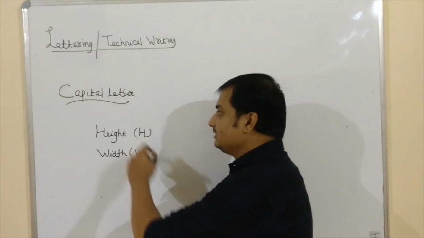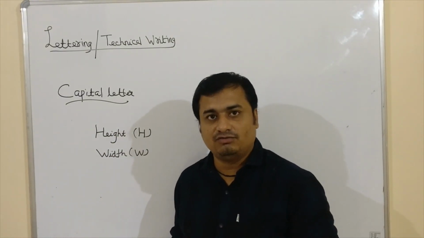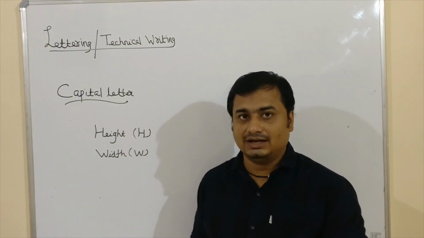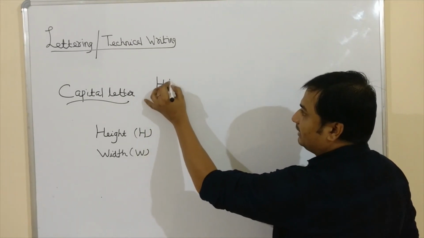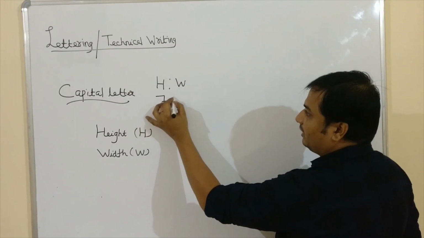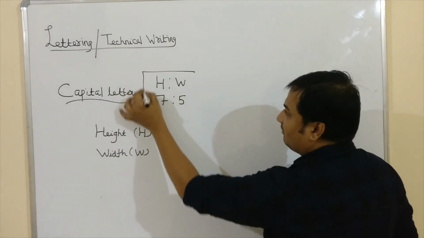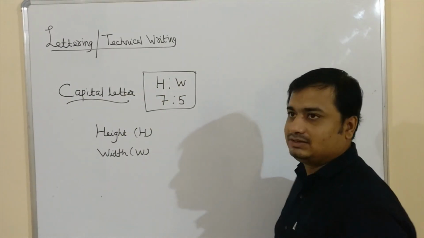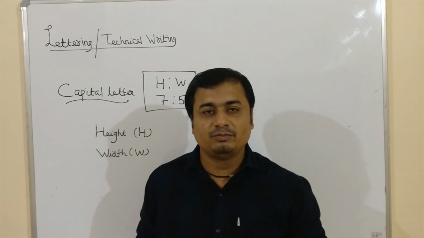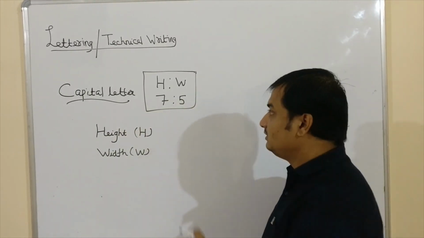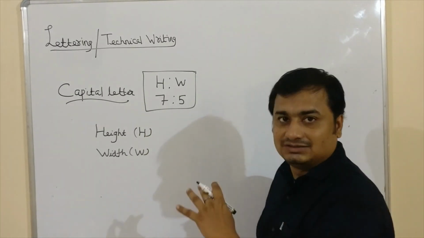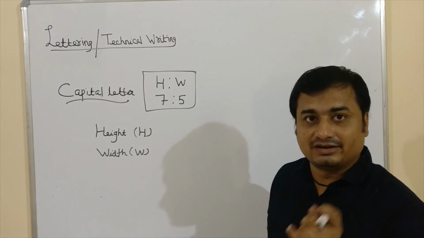So for capital letters, we have to maintain the ratio of height and width of the letters, and that ratio should be 7:5. This is the standard which we have to follow for writing the alphabets in capital letters. Now this is the ratio which I have mentioned. This is not a dimension, this is the ratio.